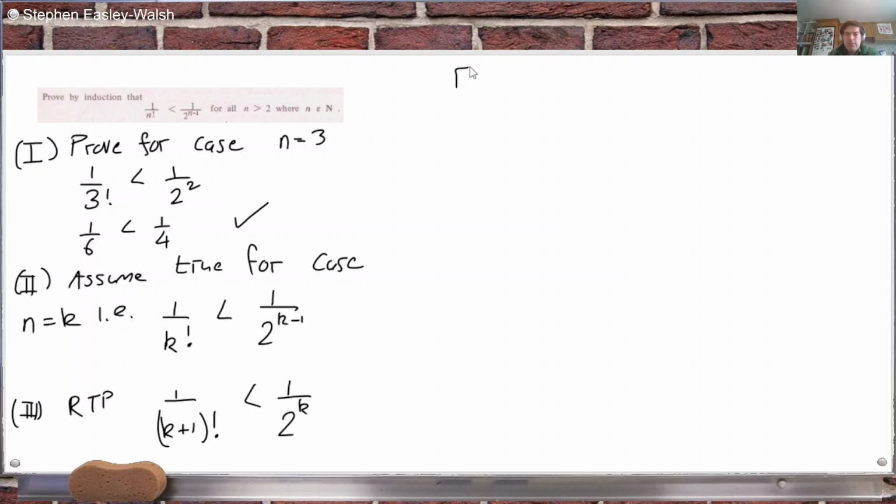So usually with these proof by induction inequalities, it's best to start from 2. So we have 1 over k factorial is less than 1 over 2 power k minus 1. And we want to get the left side up to the next case, I think. Isn't that usually it?